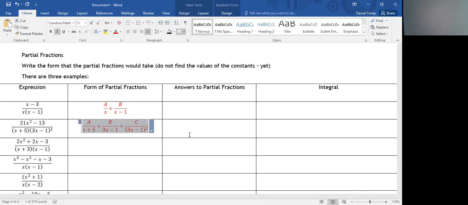Okay, third one, 2x squared plus 2x minus 3 on top. So the degree is 2. And on the bottom, if you expand the bracket, you'll get an x squared. So the degrees are equal. They're both 2. So it's an improper fraction. But if they're equal, this is where we can use the slightly quick case. So I know that there's going to be a number at the front plus something over x plus 3 plus something over x minus 1.